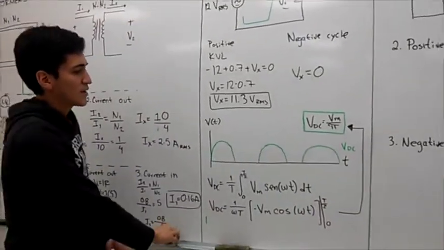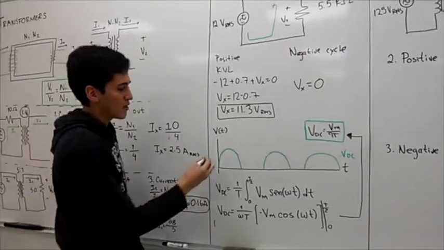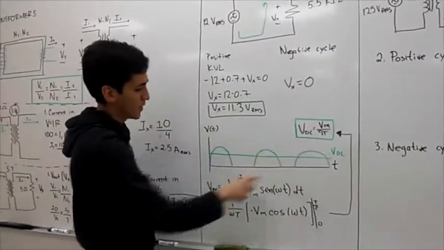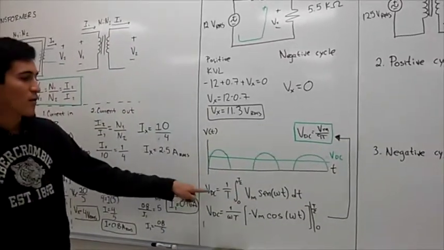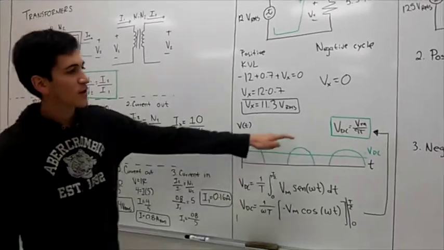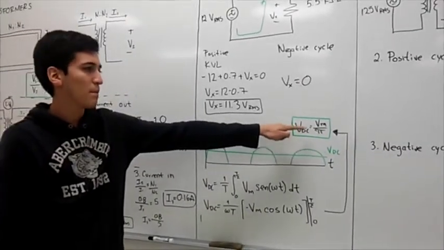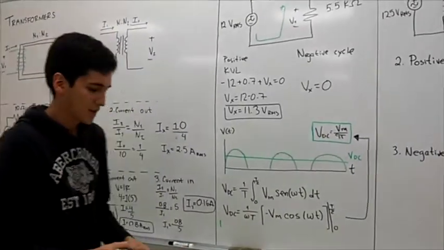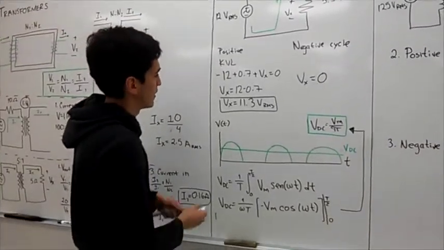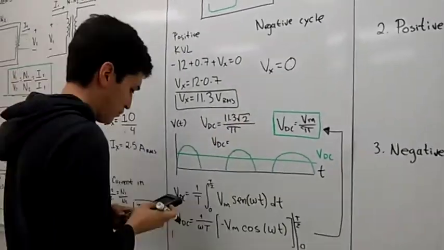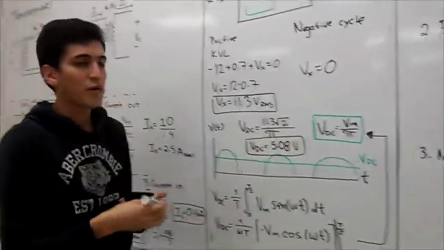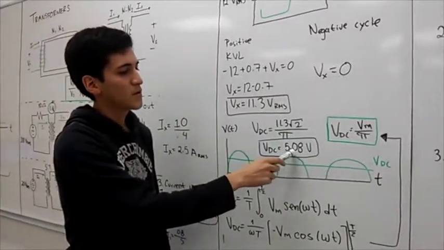From here, this is an alternating current, but we can get the equivalent of a direct current that is given by this formula. It's an integral of the alternating current, and with all the procedure, we get to the voltage peak over pi. So in this case, our direct current will be about 5.08 volts.